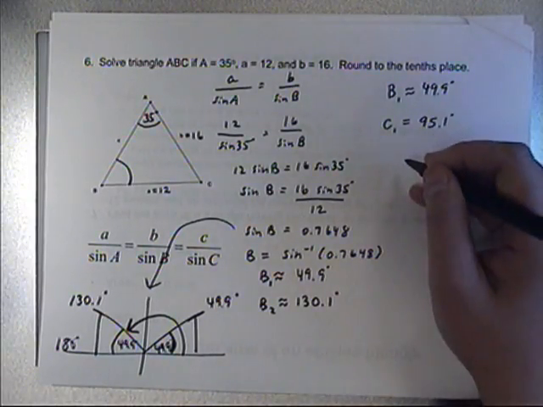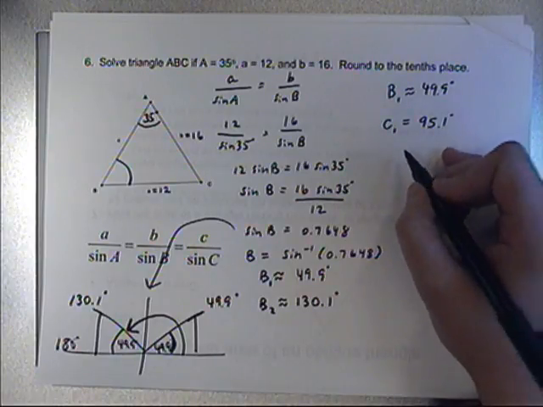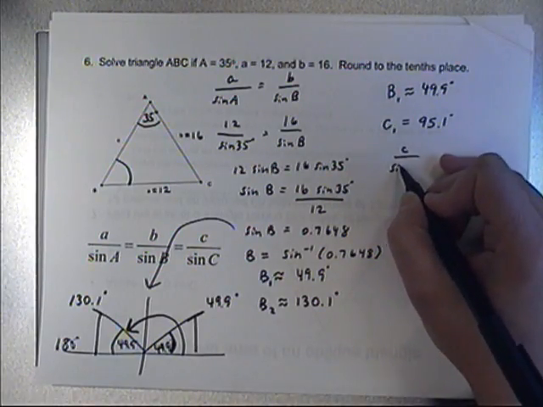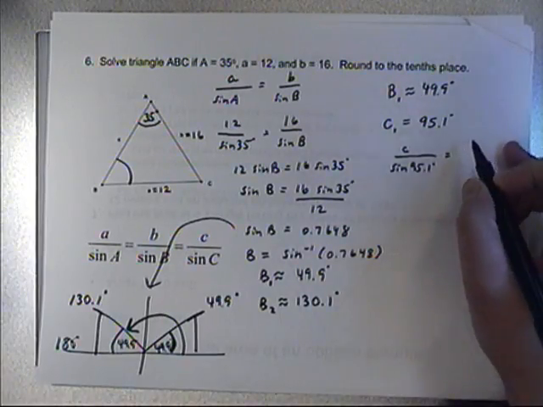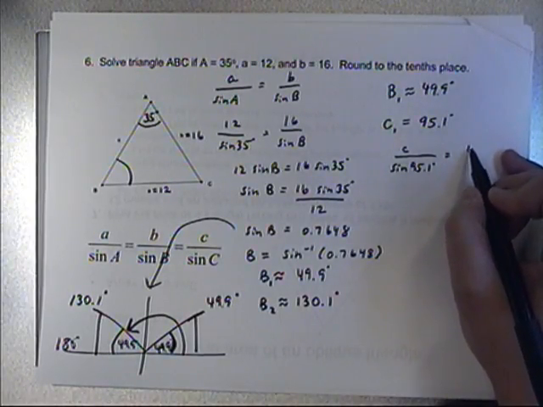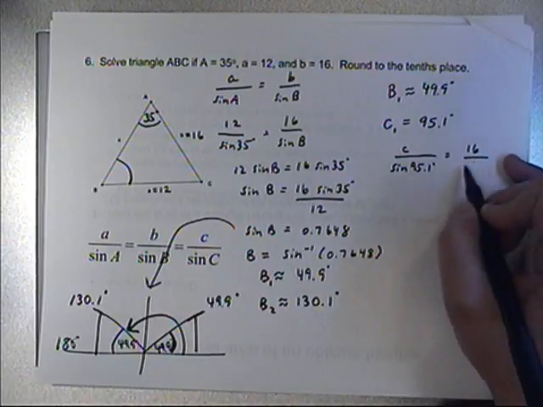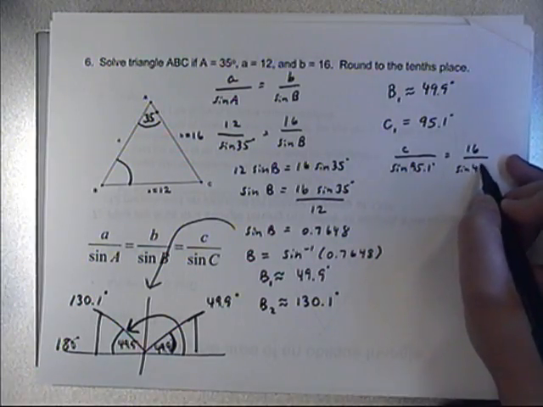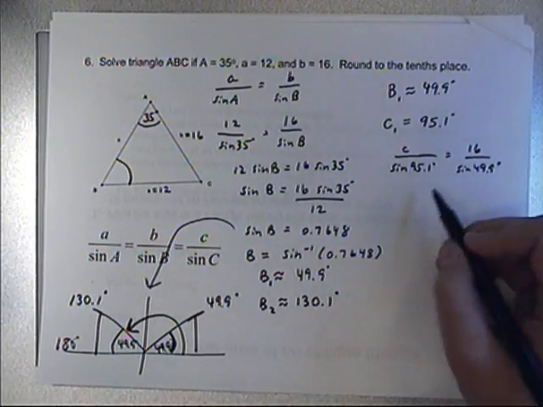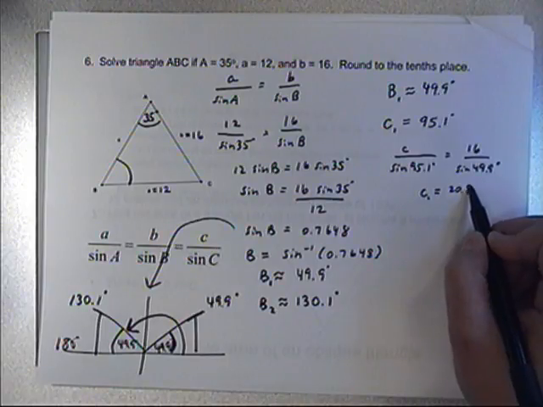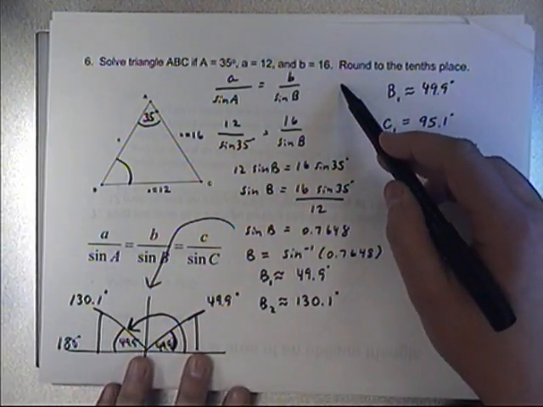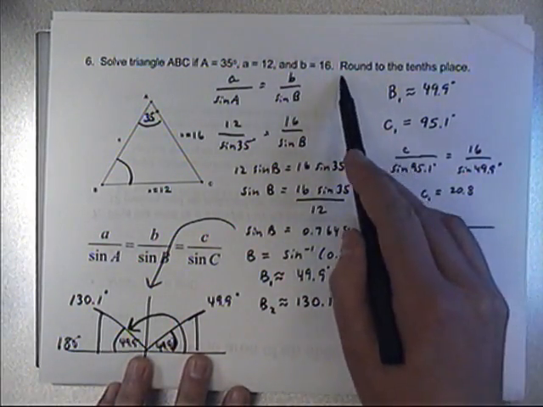And then if I set it up to find side C, I'd have C over the sine of 95.1 degrees equals B, which is 16, over the sine of 49.9 degrees. Cross multiply and solve, little side C sub 1 would equal 20.8. So that would be the answers if angle B was 49.9 degrees.